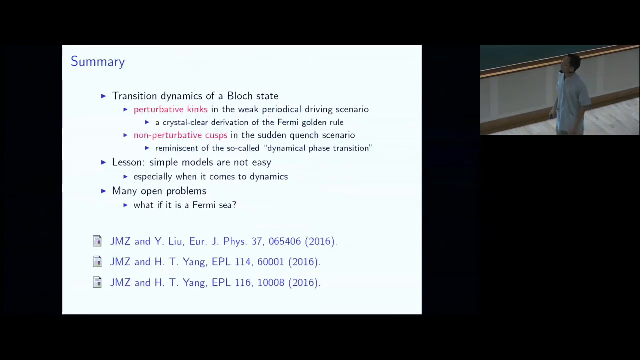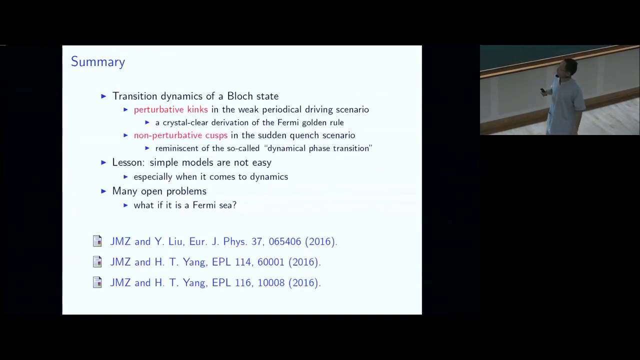So this is a summary. We have studied a very simple single particle problem in a very simple setting. In the periodically driven case, we got perturbative kinks. And in doing so, we got a very clear derivation of Fermi's golden rule. In the second case, we quench the system suddenly, and we get non-perturbative Cusps and plateaus. Both the Cusps and the plateaus are very robust. They last forever. They never deteriorate.